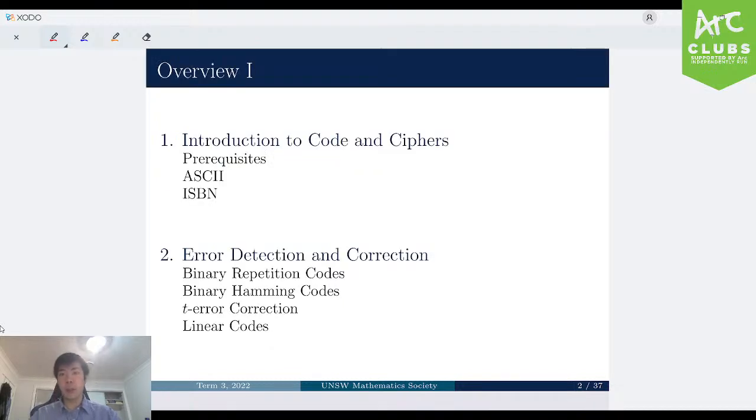So in topics 1 and 2, it will be introduction to codes and ciphers. Firstly, going through some prerequisites as to what they suggest you know in this course before getting started, and then looking at ASCII code and ISBN code. And then topic 2, we'll go through error detection and correction. It will be the longer topic out of the 2. We'll be looking firstly at binary repetition codes, and then binary Hamming, and then in general t-error correcting codes, and then finally linear codes. Okay, so let's get started.